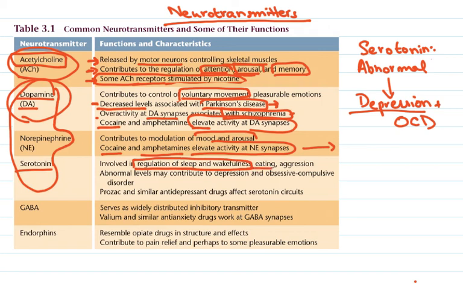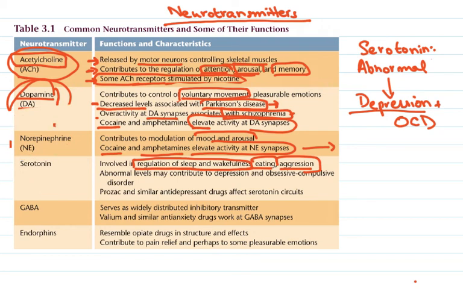And eating, aggression. So if you have abnormal levels of serotonin, you might not be able to sleep, or you might be sleeping too much. You might not want to eat, or you might be eating too much. You might feel extremely aggressive. So all of these are activities that are associated with what's happening with the neurotransmitter serotonin, right?